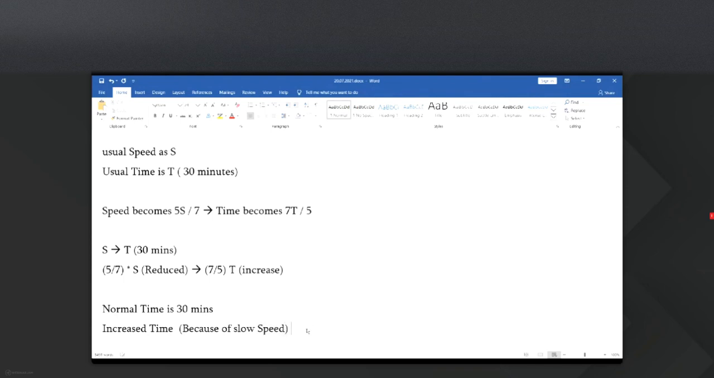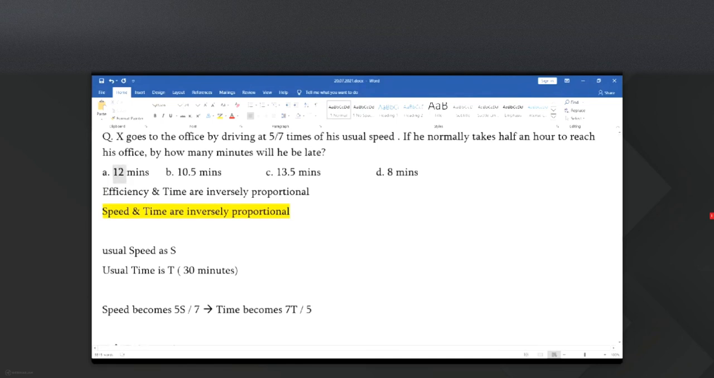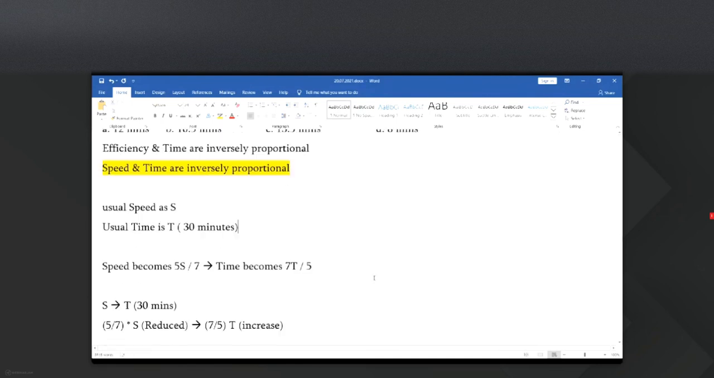So increased time will be equal to 7T by 5. And what is T here? T here is 30. So 7 into 30 divided by 5. This gives me 210 divided by 5, which will be 42 minutes. So the normal time is 30 minutes, the increased time is 42 minutes. That tells you he is late by 12 minutes. Option A is the correct answer.